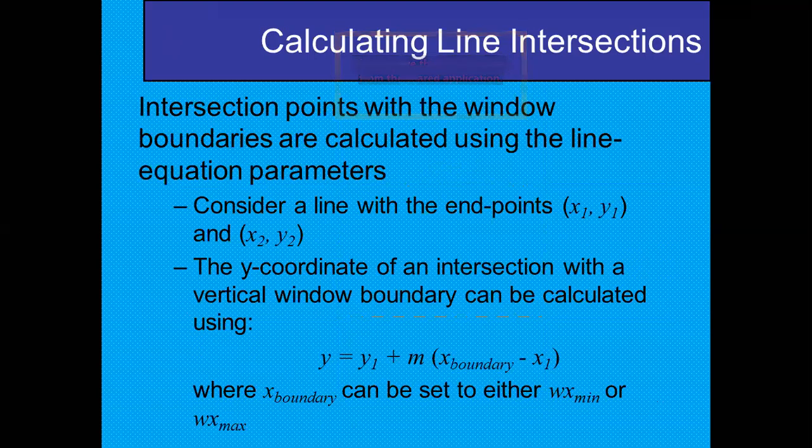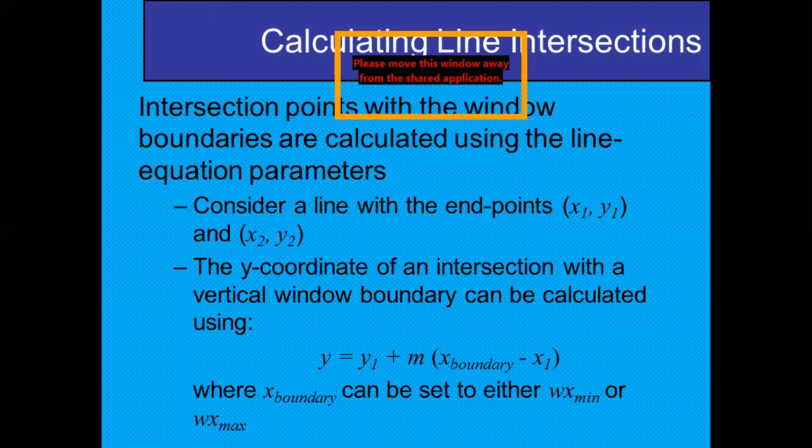Now this is the way to calculate the line intersection. For the line intersection, you can use the endpoints of the line. Consider a line with endpoints x1, y1 and x2, y2, which will be provided to you. The 4-bit codes are assigned from the Cohen-Sutherland line algorithm, but in each case the endpoints will be provided to you. You are already aware of this.